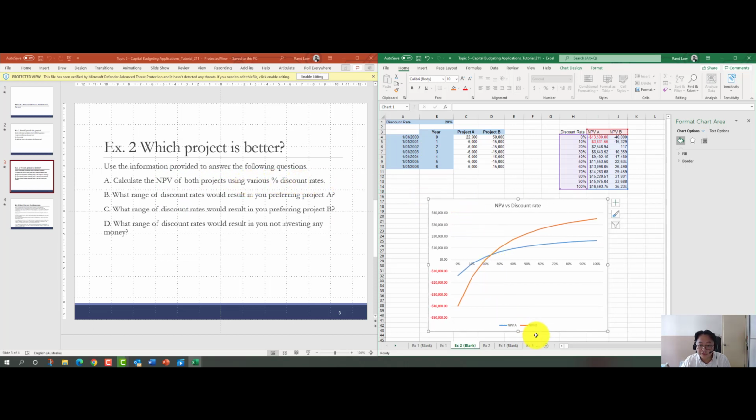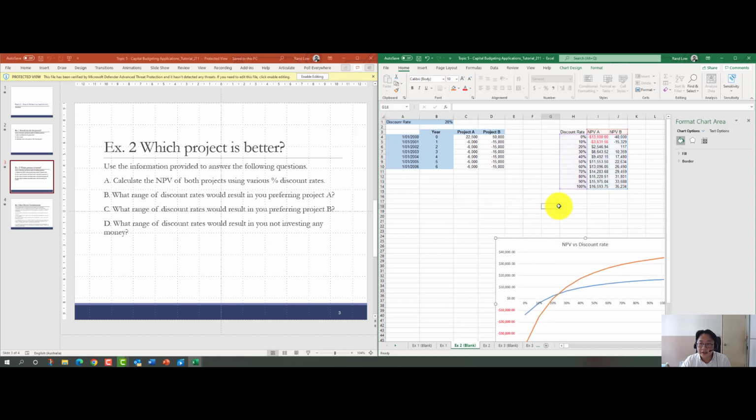So where would we prefer A? We would prefer A when it's actually above, like, let's see. So basically, A is preferred, okay, up to about 20 something percent because it has a higher NPV. And then B is preferred where the discount rate is higher than 20 something percent. Okay, so basically that's what the NPV profile tells us.